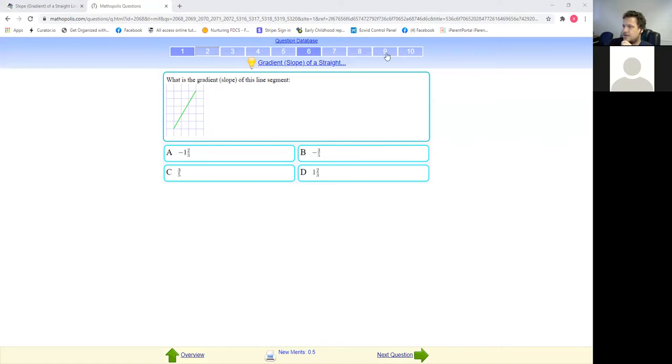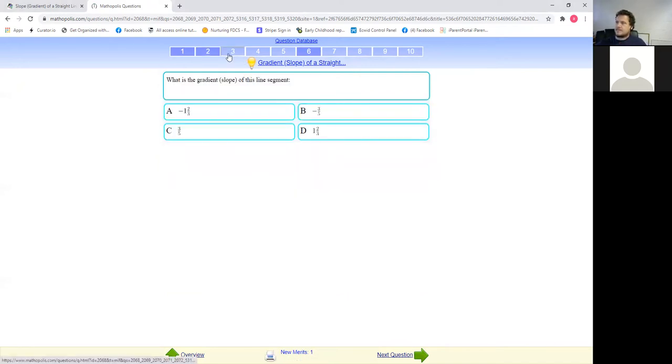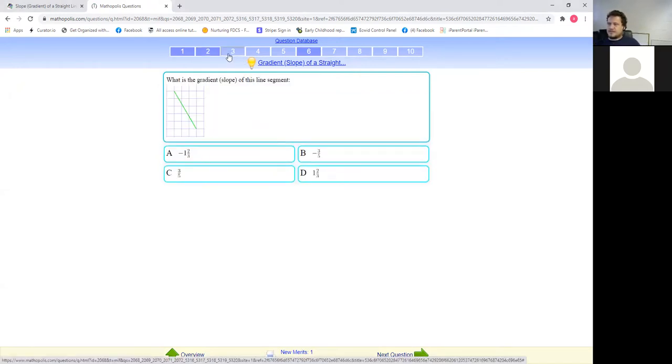So, Izzy, what do we got? Rise is 5. Divided by 3 should give us 1.66 or 1 2/3. We know it's positive because it's going up. So 1 2/3. 5 divided by 3. So 1 minute on this one.